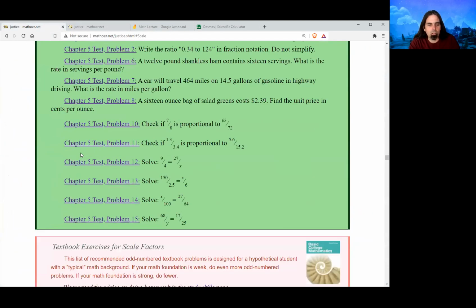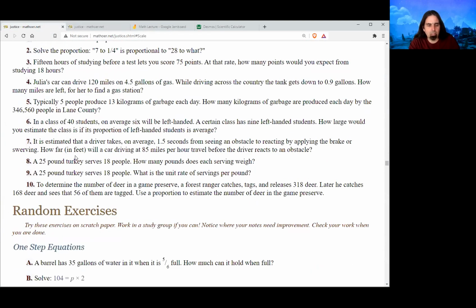Okay, somebody wanted to do number 10. Go back and get it from this window so it's wrapped around better.